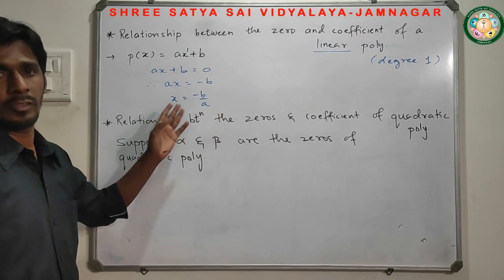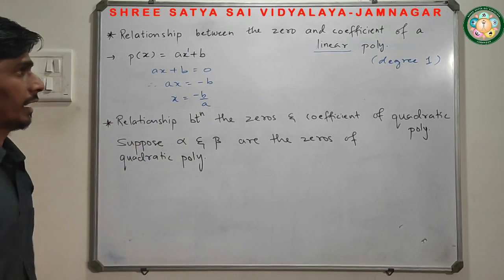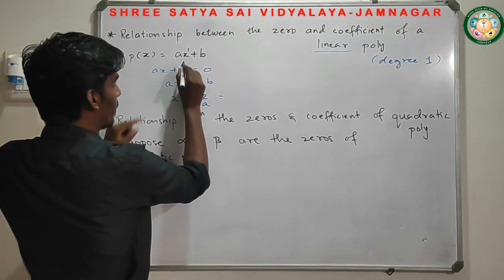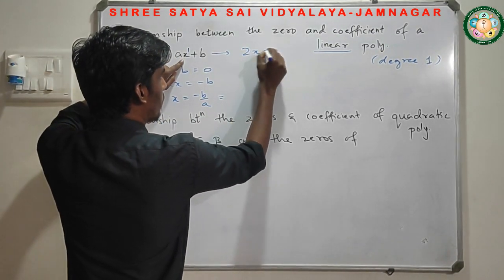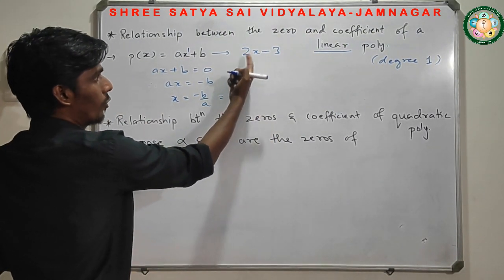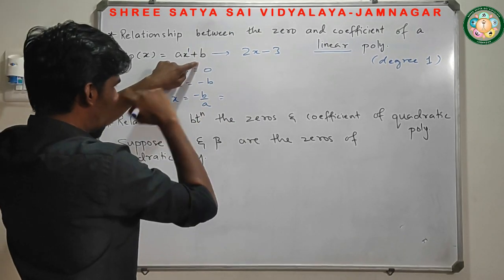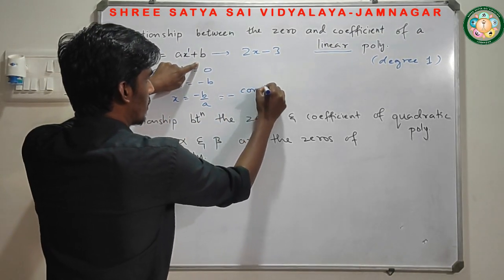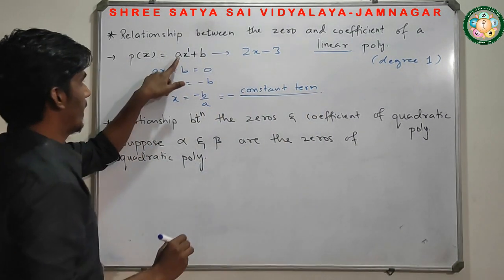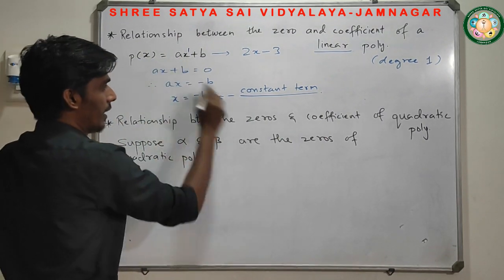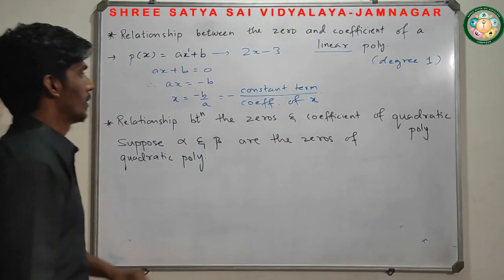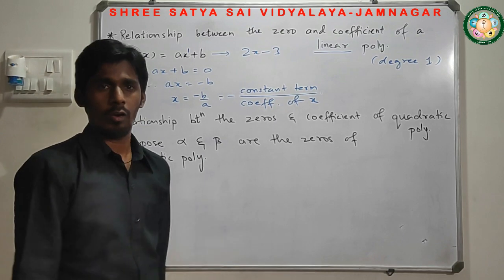So by this formula we can find the zero of any linear polynomial, where b is what? Here, if I write an example for this one, 2x minus 3. So minus 3 is a constant term and 2 is what? Coefficient of x. So b is the constant term, divided by a, the coefficient of x. So this relation you have to remember, especially for objective.